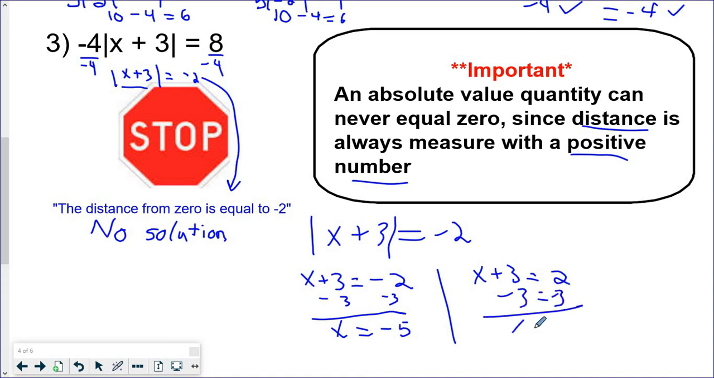So a lot of my students will say, Mr. King, look, I got 2 answers. Did you check them, right? You got to check them. So if you take -5 and plug it into here, you would get -4, right?